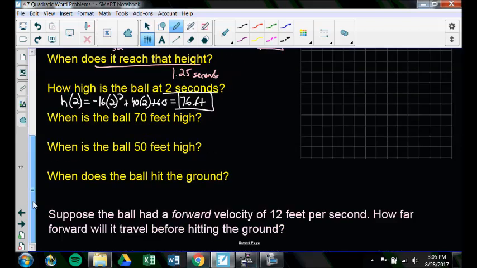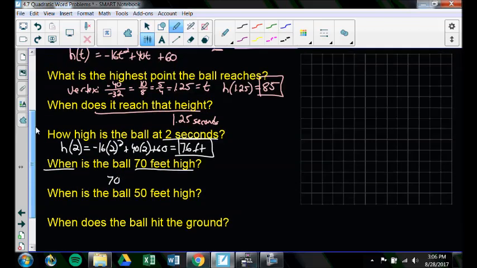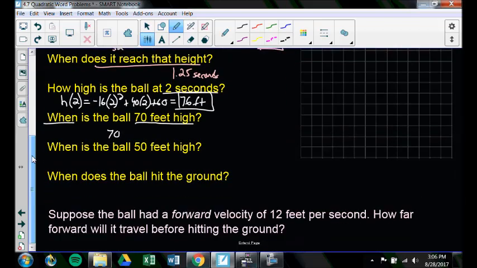When is the ball 70 feet high? This is a different question. We're trying to find time. We know the height. So I'm going to plug a 70 in for the h of t, 70 in for the height slot. And now I have to solve for time. Well, this is an equation with two variables that can't be solved independently. I can't just try and get t by itself. So I'm going to do the quadratic formula. First I subtract 70 from both sides, and when I subtract 70 I get negative 16 t squared plus 40t minus 10.